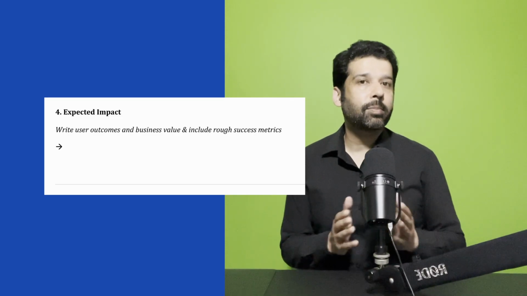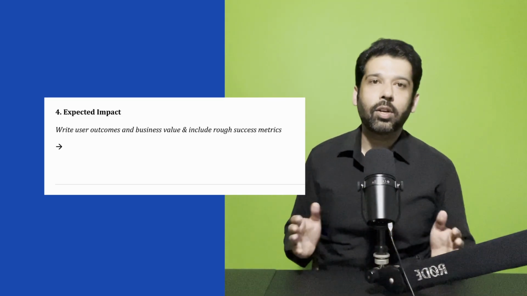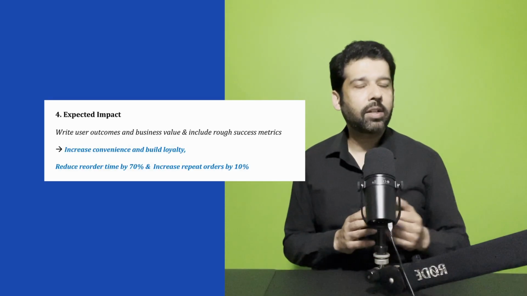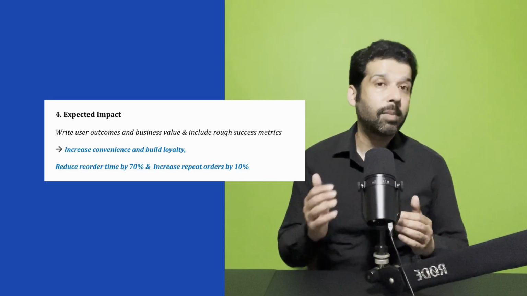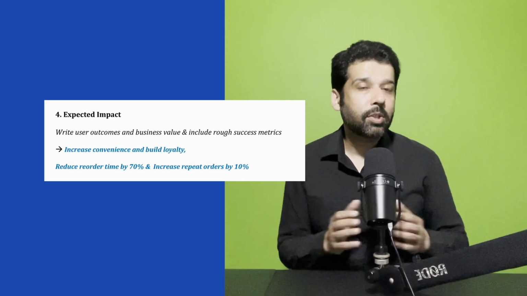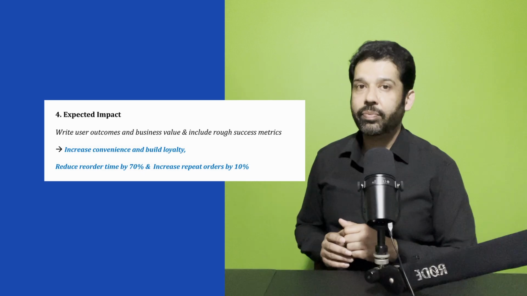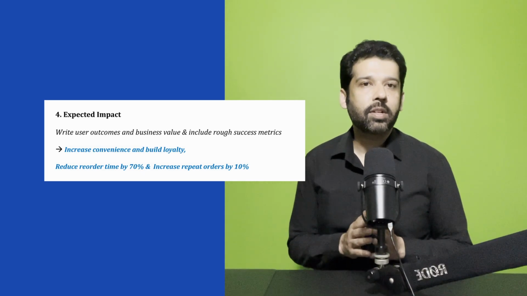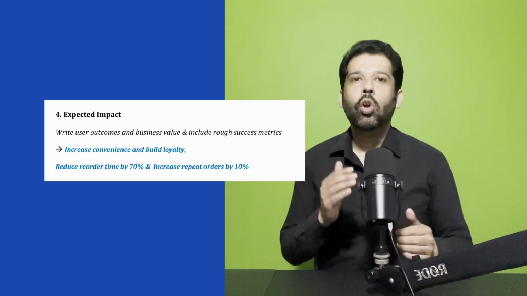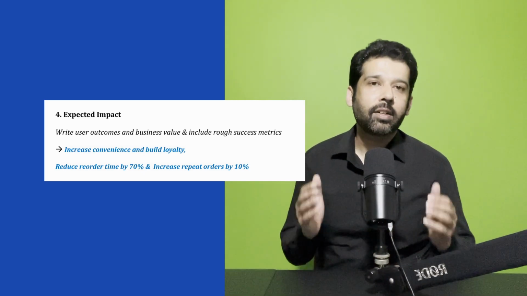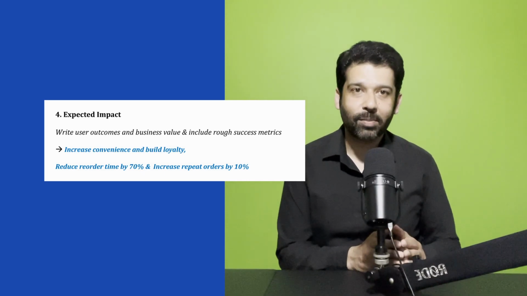Next, let's define the expected impact. To define this, think about what will change if our solution works. From a user perspective, it will help users in saving time, and that should lead to increased convenience and building loyalty. From a business perspective, this is going to improve repeat purchase rate and customer retention. I should also try to add some numbers here, even rough estimates like reduce reorder time by 70% or increase repeat orders by 10%. This is to ensure that I'm thinking in terms of a measurable impact.